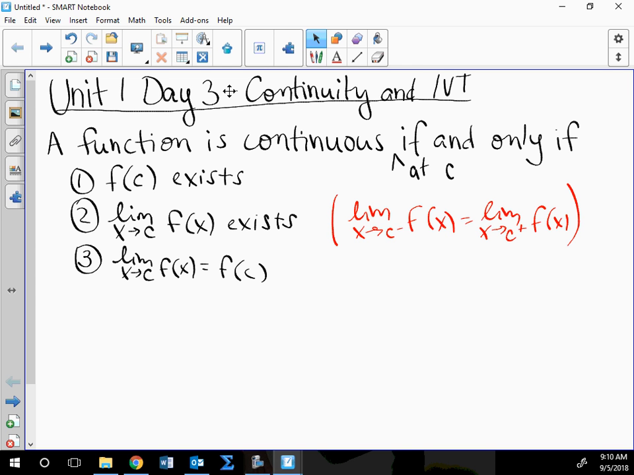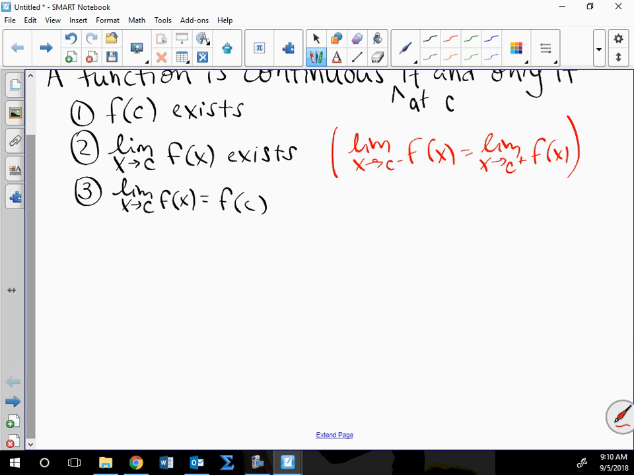Okay, any questions on just putting these pieces together? Okay, let's go ahead and dive into an example. Oh, nope, I take it back. Let's draw out those types of discontinuities that we just talked about.